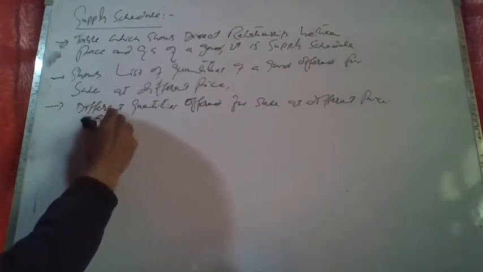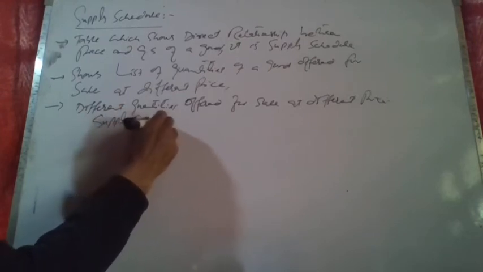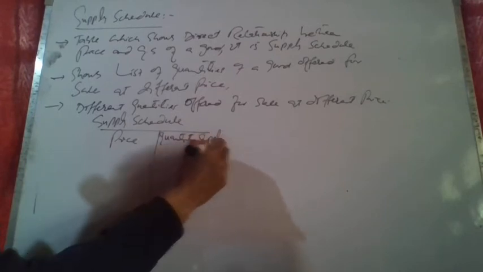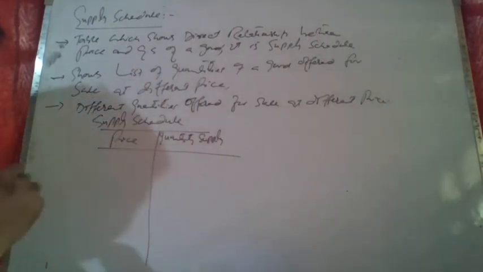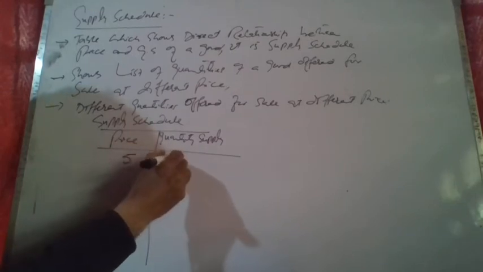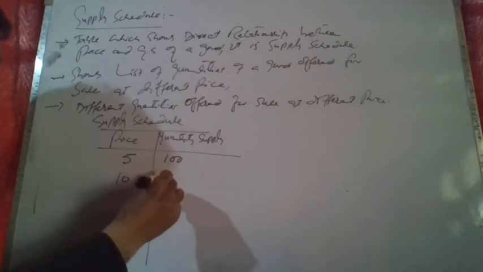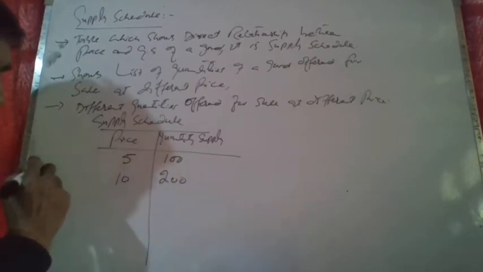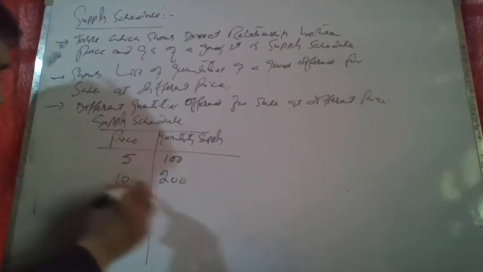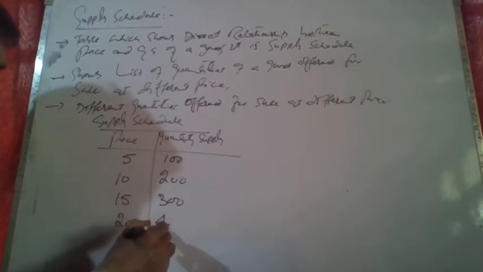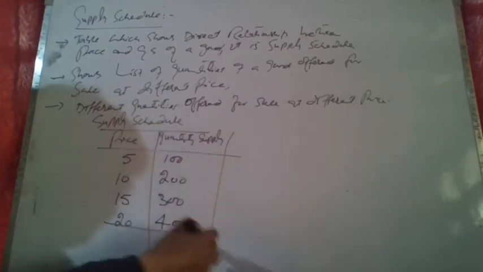We can have a supply schedule. We have price and we have quantity supplied. The price is 5, quantity supplied is 100. For example, price increases to 10, quantity supplied 200; 15, 300; 20, 400. So this is a supply schedule.